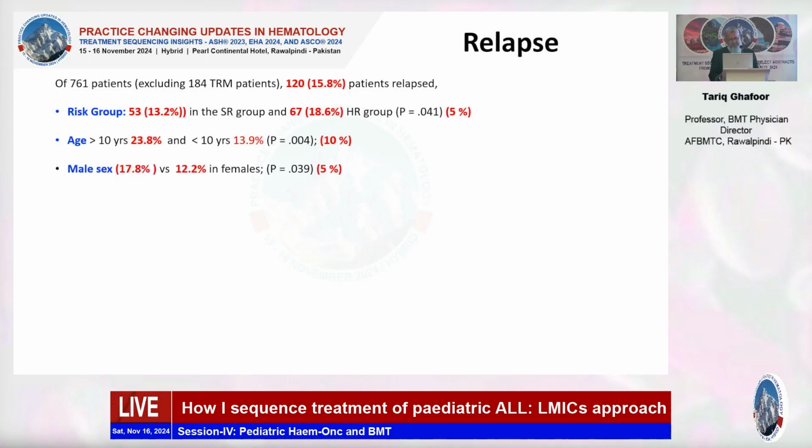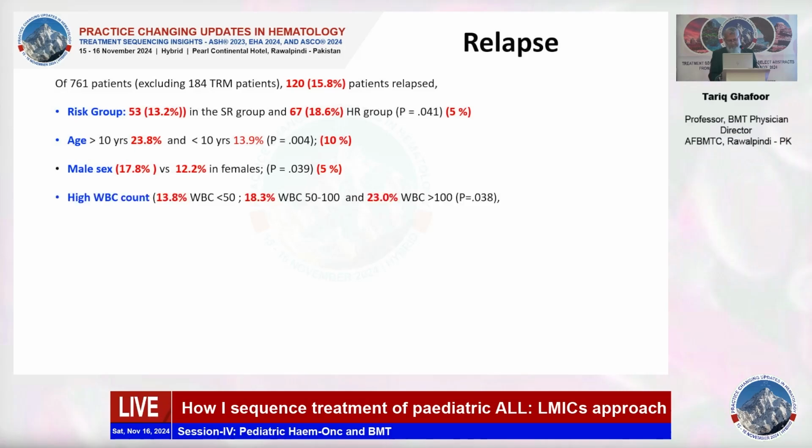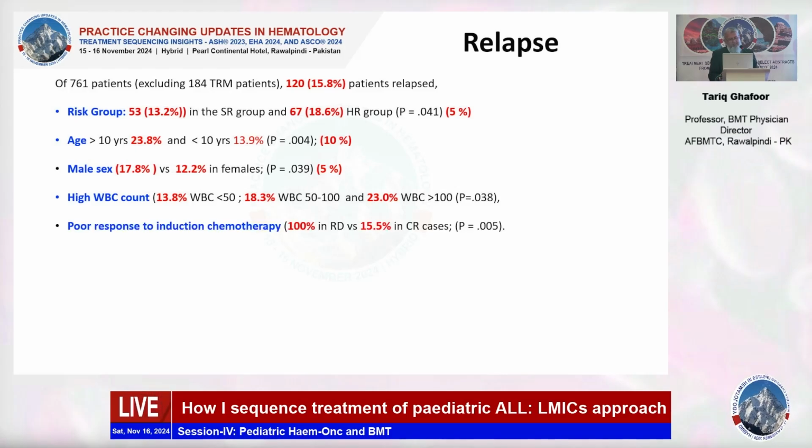And in male sex, there was a 5% increase. And with high WBC count, the higher the WBC count, the more the chance of relapse, starting from 13.8% to 23%. And then poor response to induction therapy: almost 100% of patients who could not achieve remission at the end of induction relapsed.